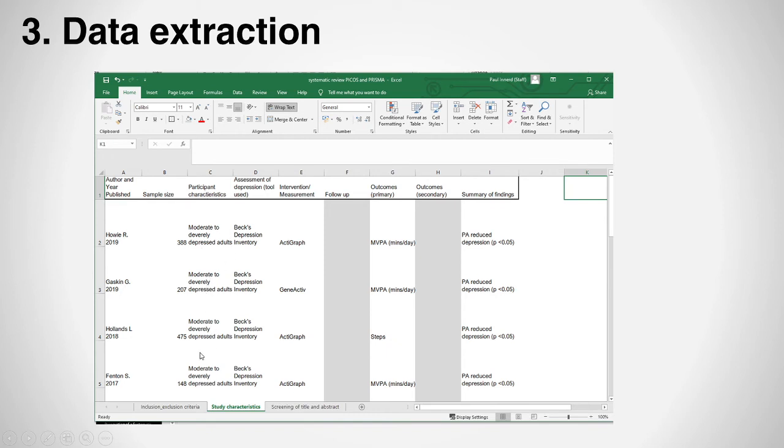participant characteristics. Everybody was moderately to severely depressed. But how depression was assessed. Which activity monitor was used. So you'll notice some have favoured one called the Actigraph, which has pros and cons to each. The primary outcome measure, which is obviously how physical activity is measured or expressed. So this is moderate to vigorous physical activity, MVPA. This study from 2018 used steps.